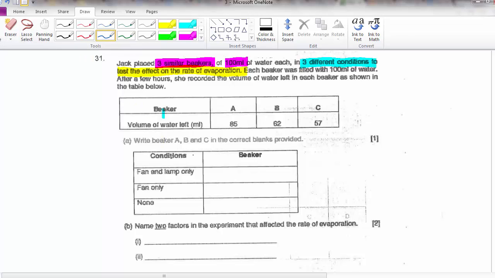So, why would there be a difference in the amount of water? Basically, the conditions are different, so the rate of evaporation differs. So we've learned that heat, wind, and exposed surface area affects the rate of evaporation. Exposed surface area in this question is not applicable because there are 3 similar beakers. Okay? So we are left with heat and wind.